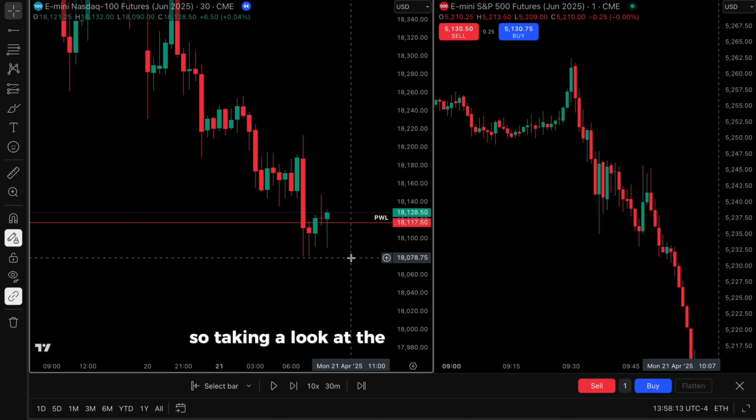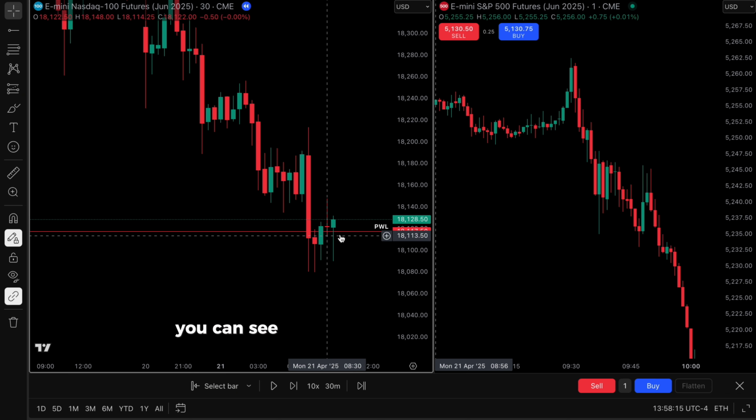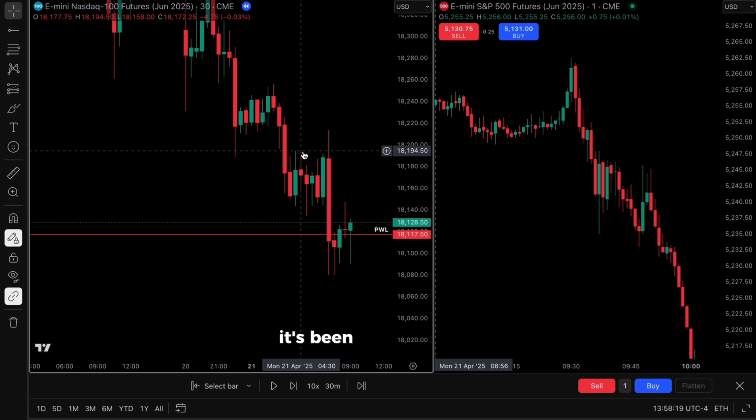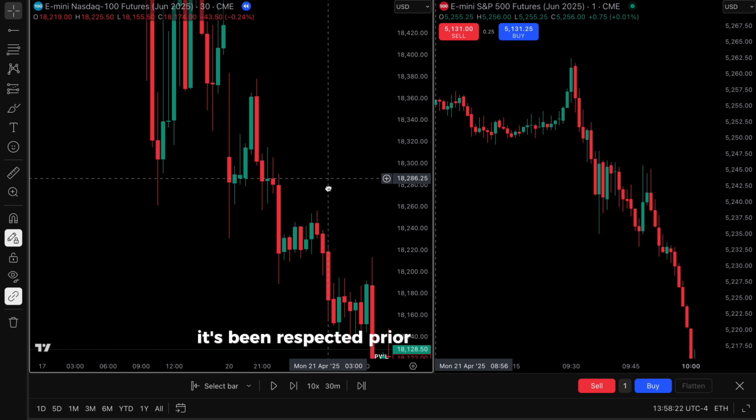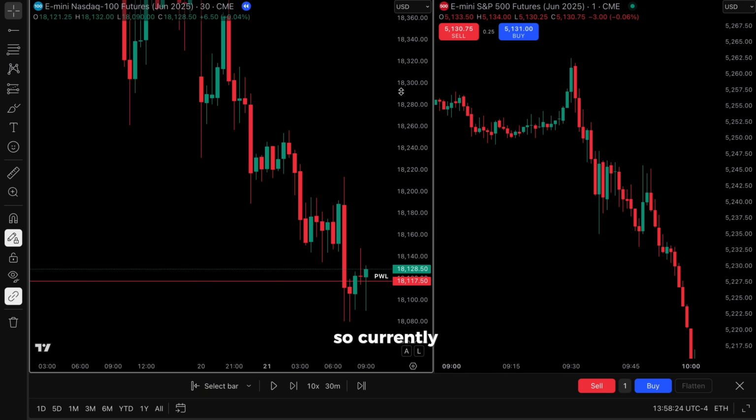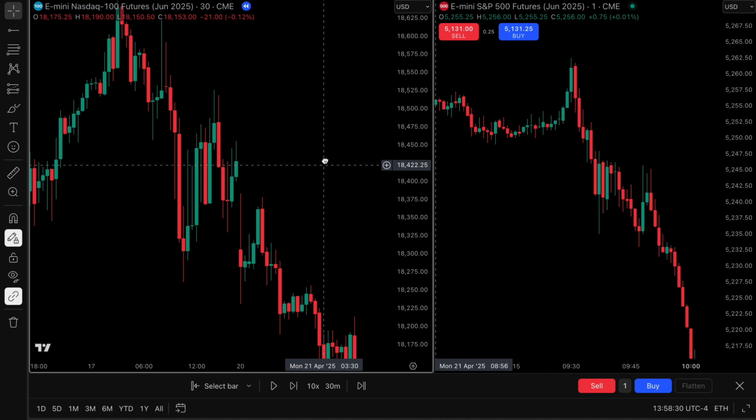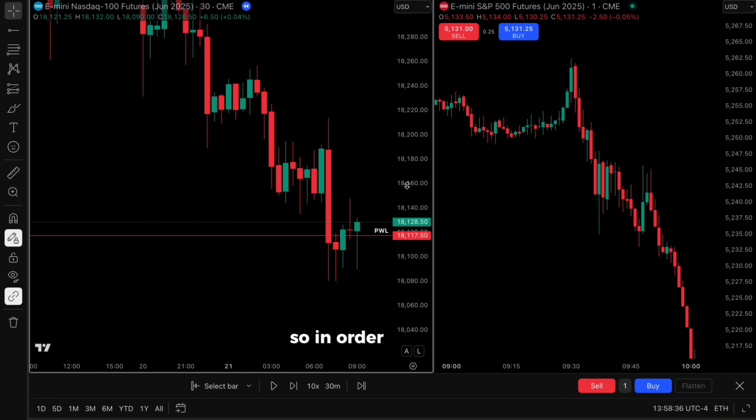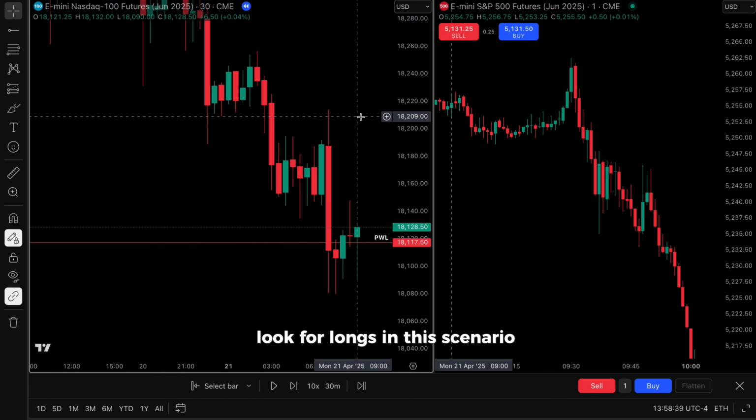Taking a look at the 30-minute time frame as of now, you can see we're inside of a 30-minute bearish gap, which is currently getting respected. It's been respected prior, and so on and so forth. Currently we are in very clear bearish order flow, with no signs of bullish momentum at all. In order to look for longs in this scenario, I'd like to see an inverse of a 5-, 15-minute or 30-minute bearish fair value gap for a clear shift in market structure towards bullish, and then look for a lower time frame entry.